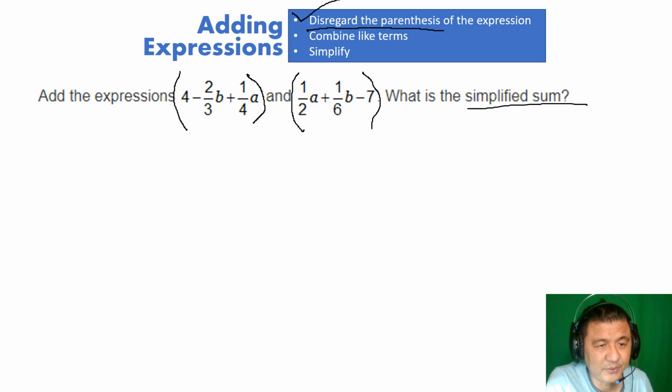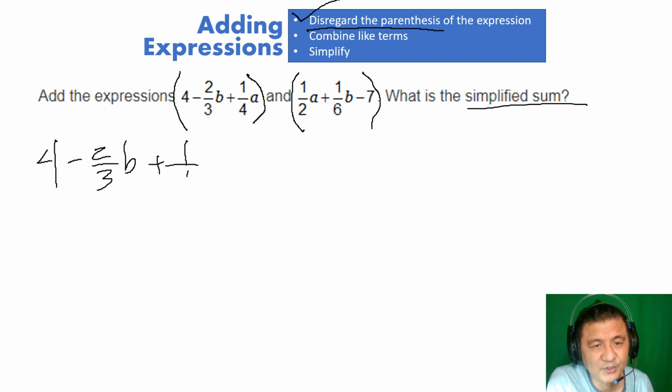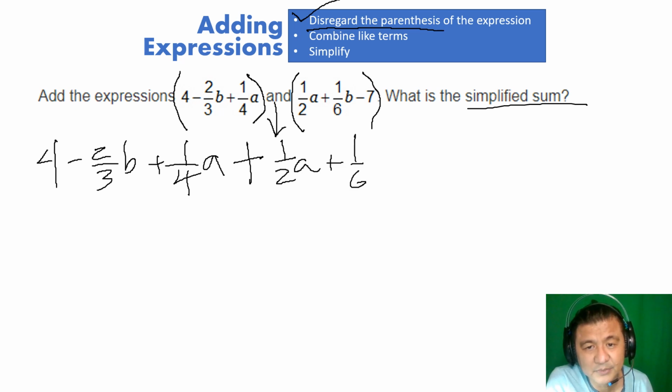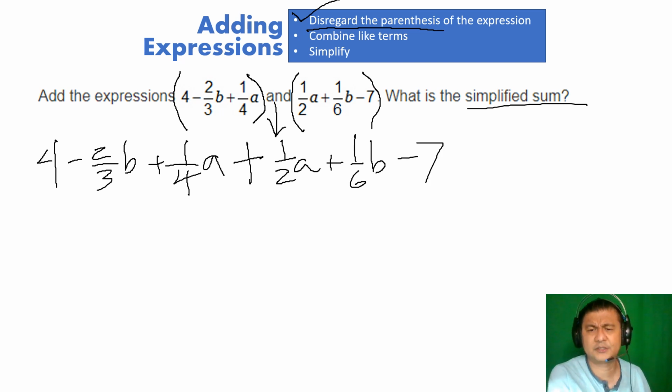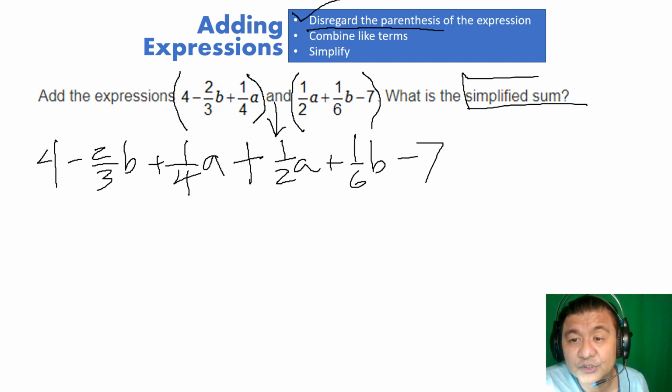Okay, so rule number one, if it's addition, disregard the parentheses as if there's no parentheses, right? So if there's no parentheses, I can just write 4 minus 2/3 b plus 1/4 a. That end, I can now add 1/2 a plus 1/6 b. See, ignore the parentheses. Minus 7. That's a long expression. That's why you're asked to simplify the sum. Okay? So remember that? Combining like terms.